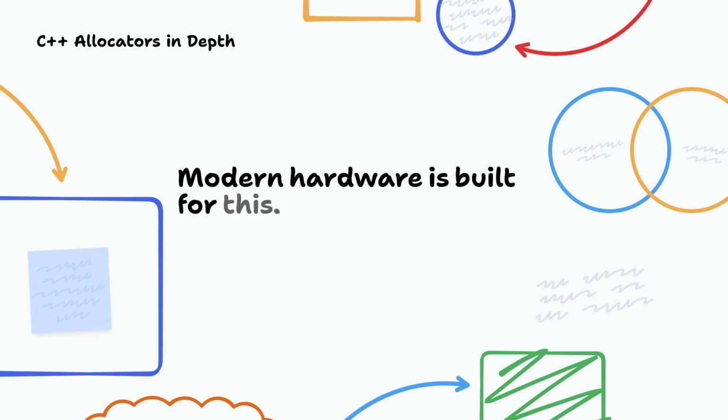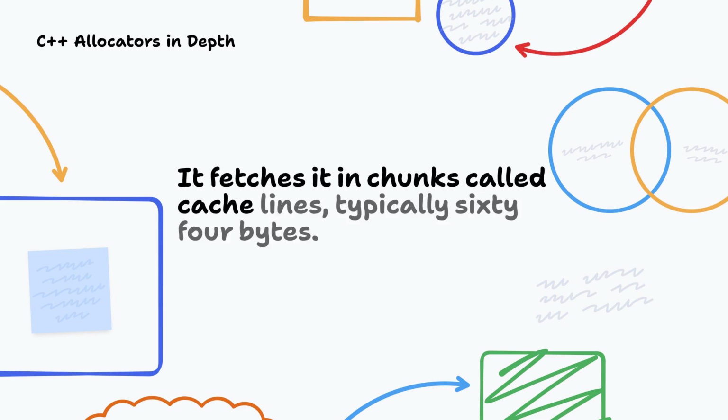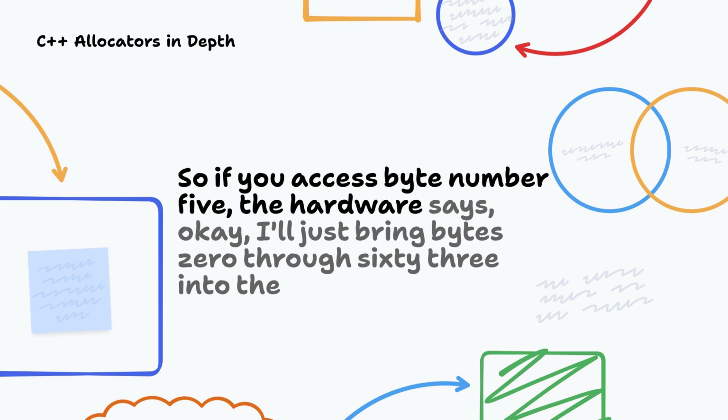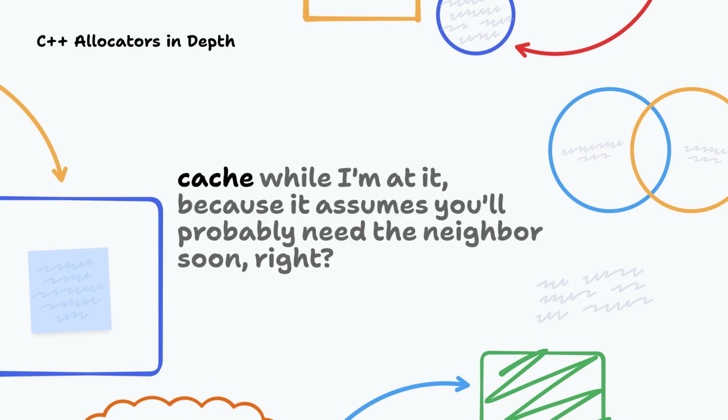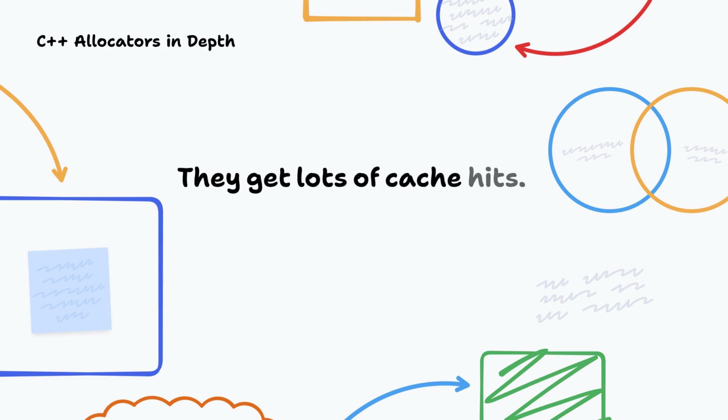Modern hardware is built for this. It doesn't fetch memory one byte at a time from RAM. It fetches it in chunks called cache lines, typically 64 bytes. So if you access byte number 5, the hardware says, okay, I'll just bring bytes 0 through 63 into the cache while I'm at it. Because it assumes you'll probably need the neighbors soon. Right. So data structures that keep related elements close together in memory are incredibly cache-friendly. They get lots of cache hits.